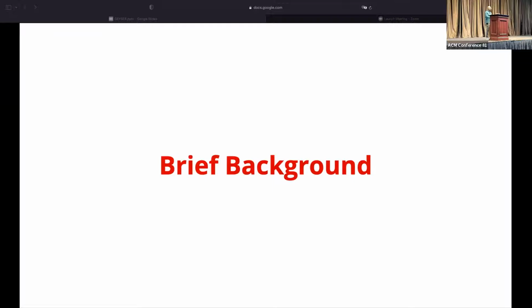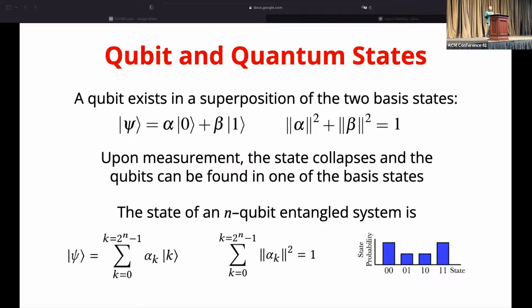So before we begin, a brief background. As we all know, the state of a qubit is a superposition of the two basis states 0 and 1, with complex coefficients alpha and beta. If we expand this to an n qubit system, we get a summation over all of the 2 to the n different states, with their complex coefficients. The norms of the complex coefficients add up to 1, which basically gives us a probability of 1 when all of the states are summed up when we measure.